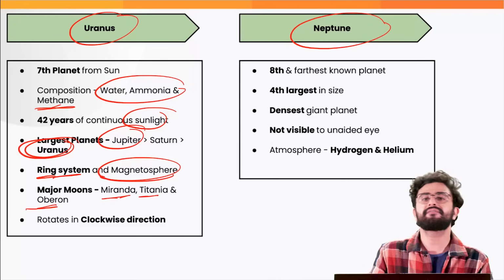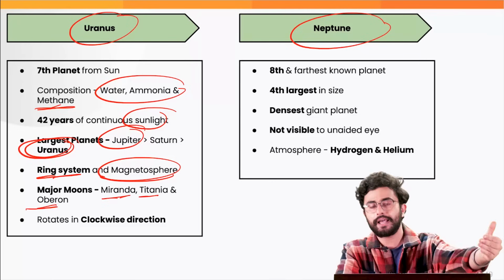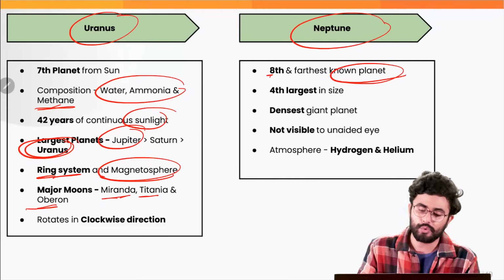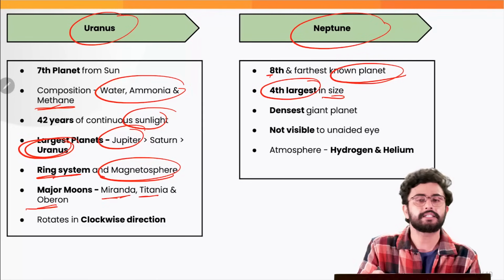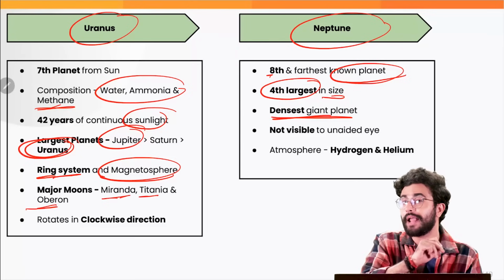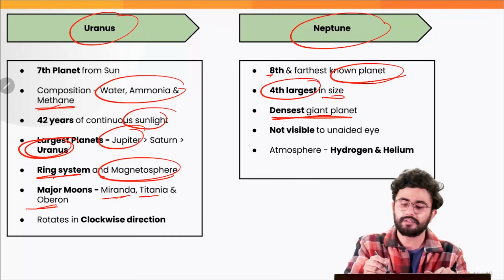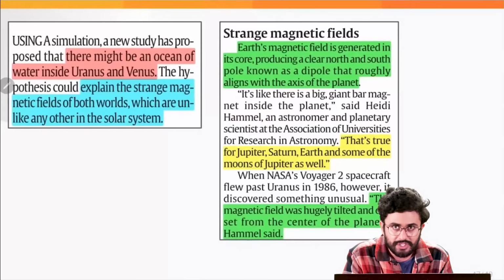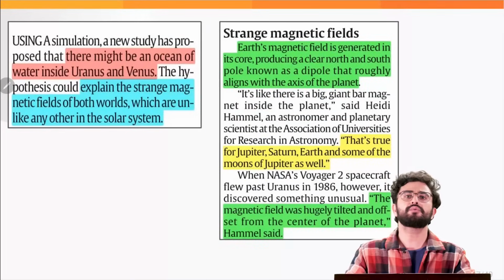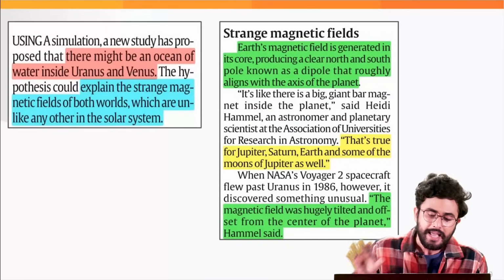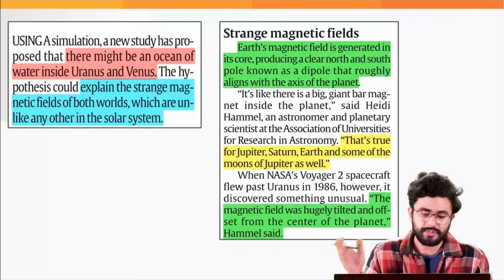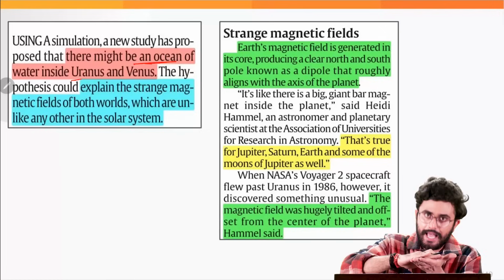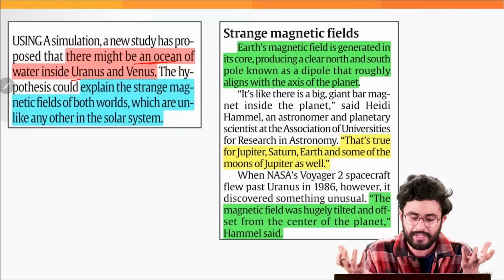The second planet which we are going to discuss is Neptune, the last planet, the 8th and the farthest known planet, feeling sad for Pluto. It is currently 4th largest in size, the densest giant planet, and remember it is not visible to the unaided eye. And its atmosphere mainly consists of hydrogen and helium. What does today's news article basically emphasize upon? It suggests that as per a new simulation, there might be an ocean of water inside these 2 planets, that is Uranus and Neptune, right?